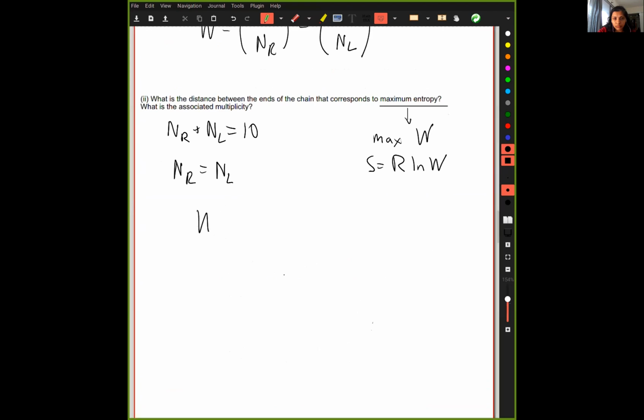And then from there, we still calculate multiplicity the exact same way, 10 choose nr, which, just as a refresher, is 10 factorial over nr factorial times 10 minus nr factorial. And this 10 minus nr quantity is just nl.